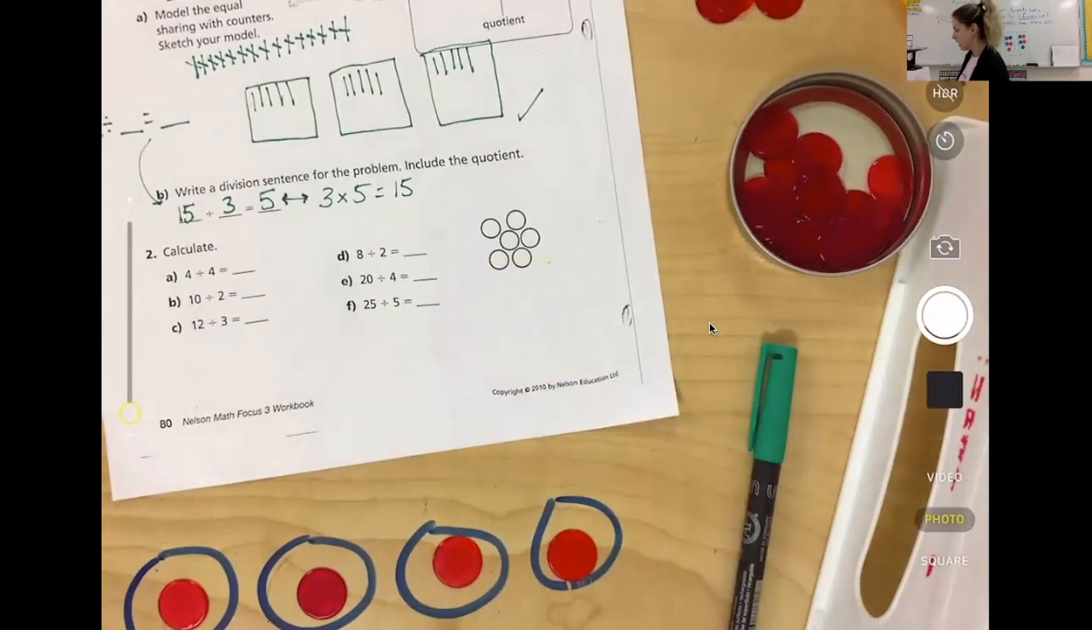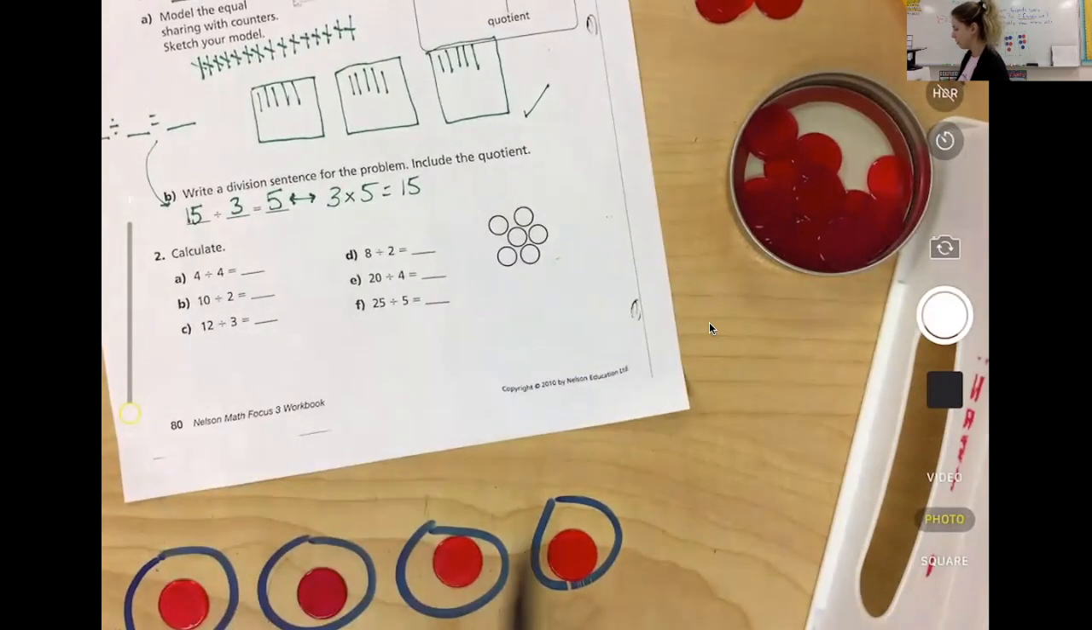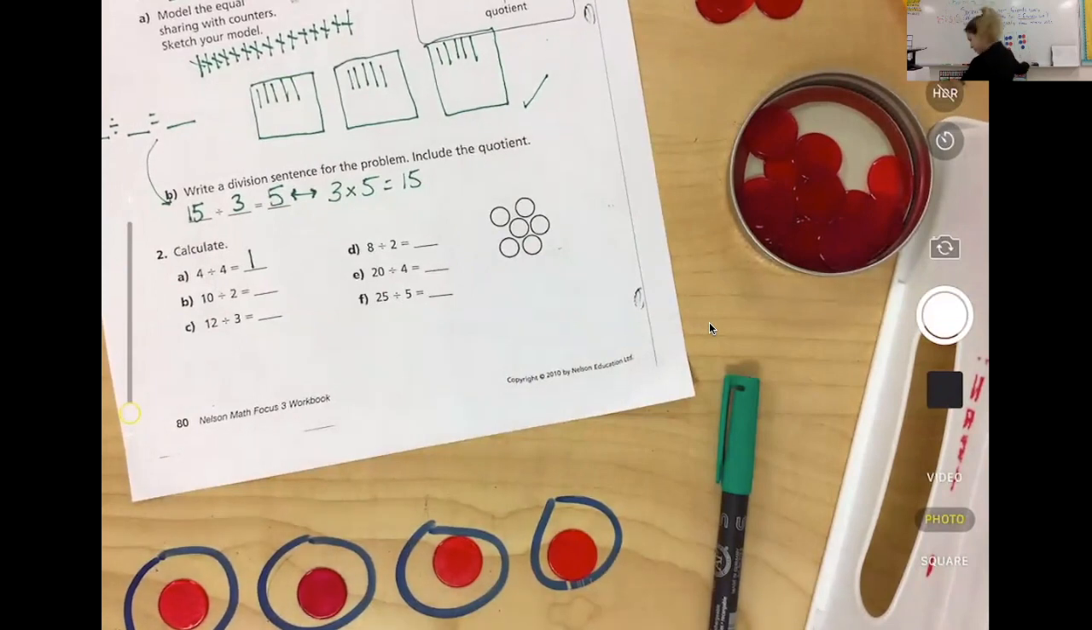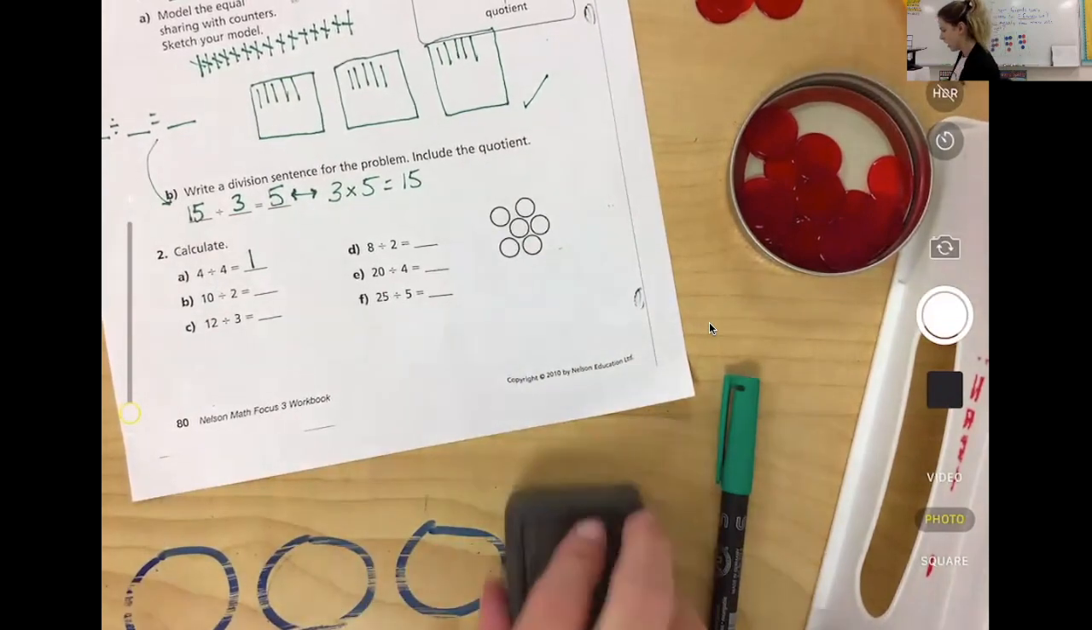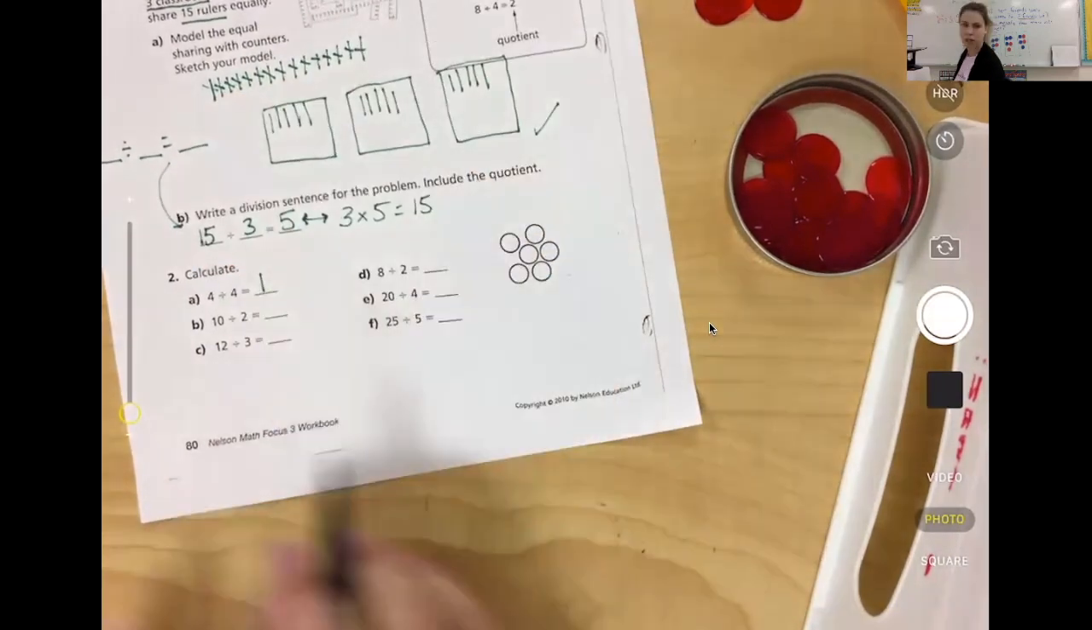So how many went into each group? 4 counters divided into 4 groups is 1. 1 in each group. See how every time the quotient is smaller than this number. It's always going to be small.